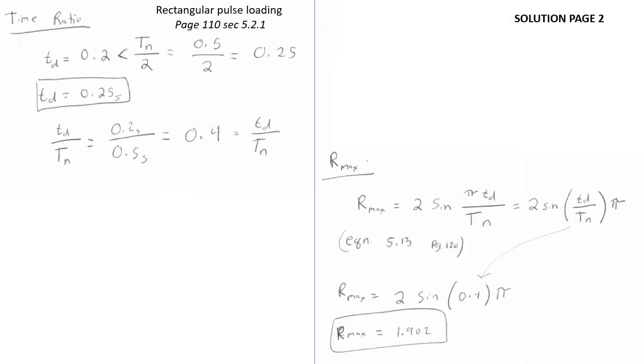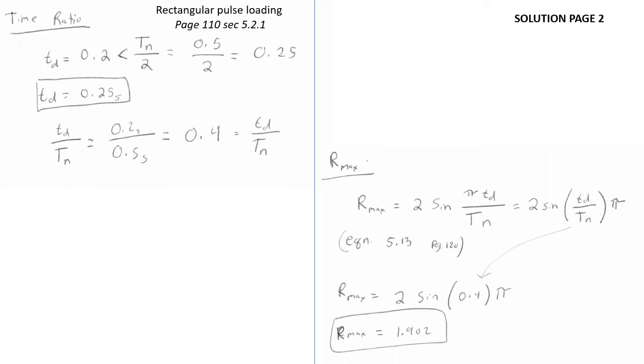For the next step in our solution, we look at our time ratio. We go to page 110, section 5.2.1 of our textbook, rectangular pulse loading. There we have the relationship that TD needs to be less than TN over 2. Our TD is given in the problem statement as 0.2, and our TN is given as 0.5. If we take 0.5 divided by 2, that gives 0.25 seconds, which is greater than the 0.2, so that's fine. So our ratio TD over TN is 0.2 seconds over 0.5 seconds, which is 0.4 for our time ratio.